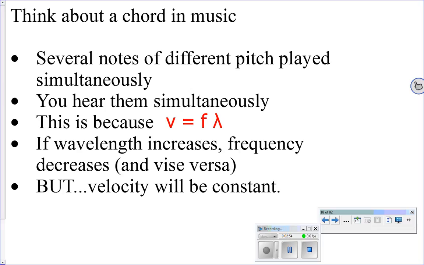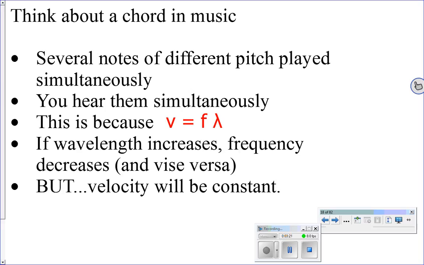Some interesting things to think about in music. A chord is several notes of music that are played at the same time, and they're all different pitch, so they have different frequencies. You hear them simultaneously because velocity equals frequency times wavelength. So what actually happens when you play these notes is if wavelength is increased and frequency decreases, the product of those still remains the same.